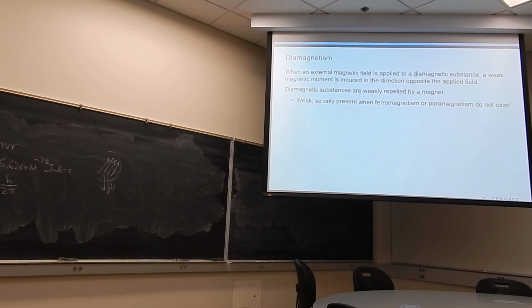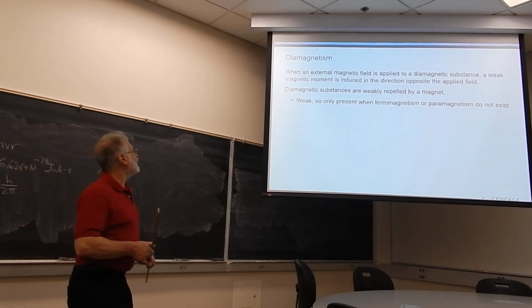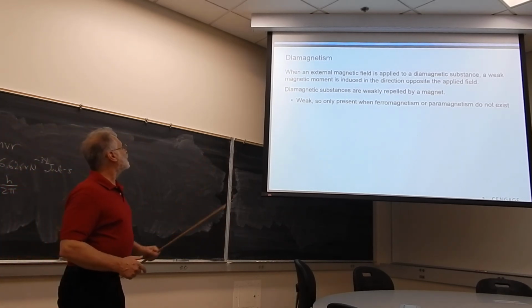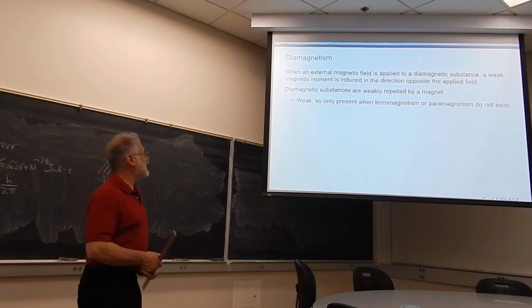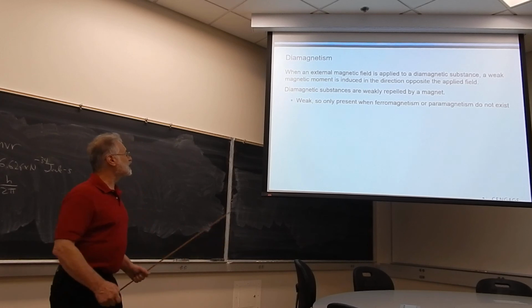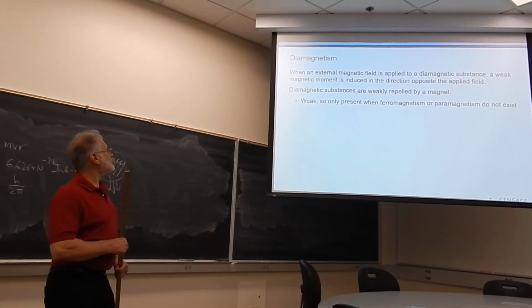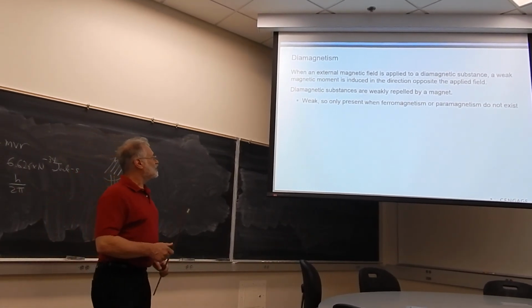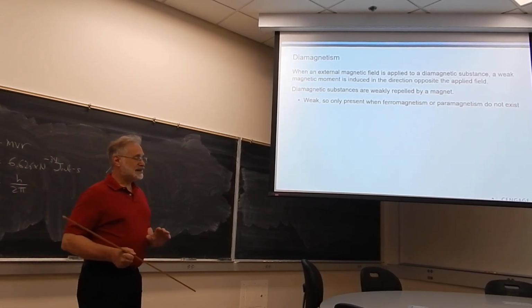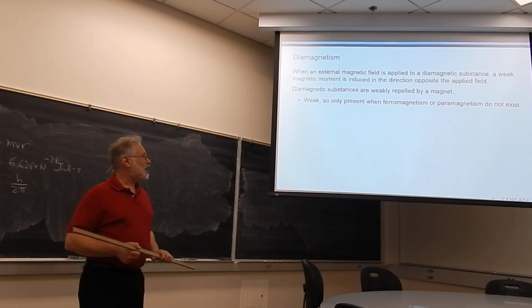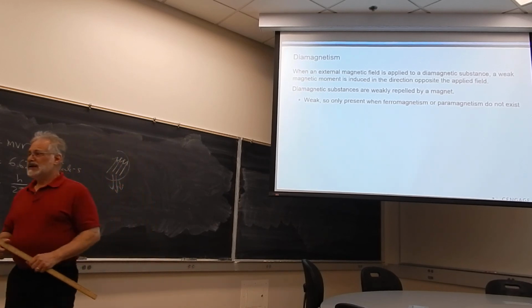The third type of magnetism we can talk about is a substance that has a weak repulsion from magnetism. The moments are induced in a direction opposite the magnetic field. That's what we call diamagnetic substances. So they're weakly repelled by a magnet. And so you're not going to detect such an effect unless there's zero ferromagnetism or paramagnetism present.